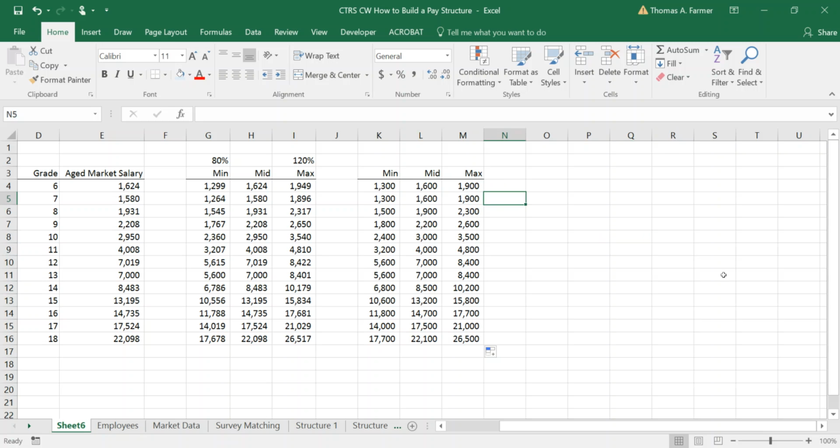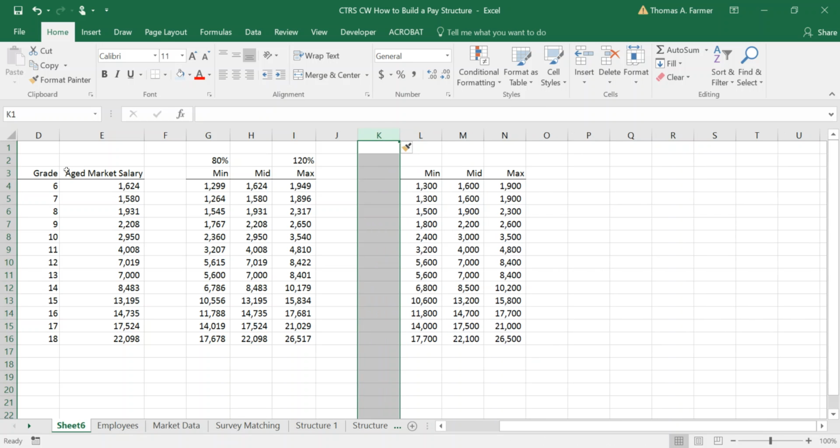Notice that the midpoint progression is kind of strange. You have two adjacent grades with the exact same midpoint. That is a bit unusual. Probably there is some refinement needed in the market pricing or the job evaluation. But hey, it is what it is.